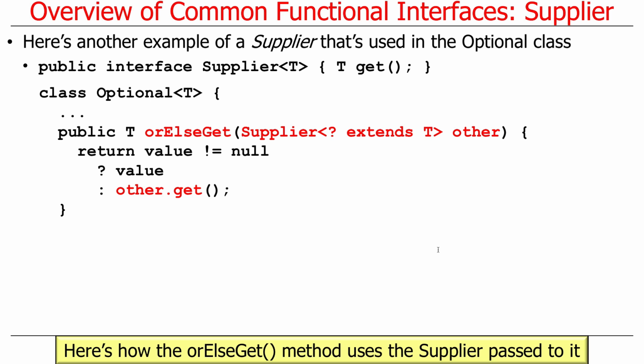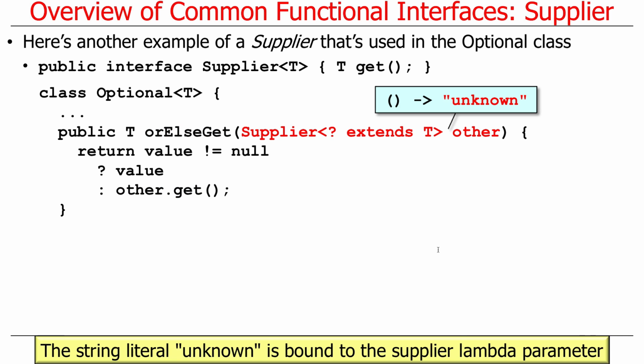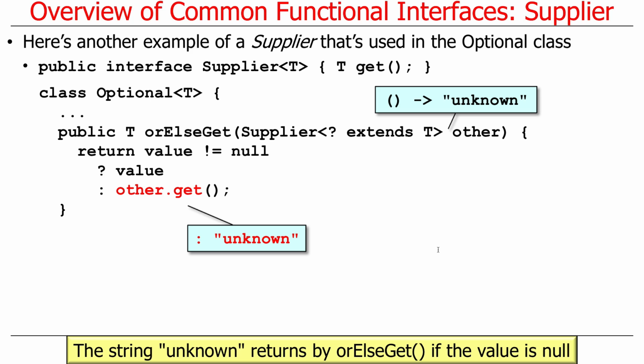And the way it works under the hood, here's what orElseGet does. It takes a supplier, and as you can see here, it'll take the lambda expression, just the string unknown. If there is already a value, the value gets returned. Otherwise, we return whatever this thing gives us when get is called. So it's a supplier. The get method returns its value, which in this case is unknown.